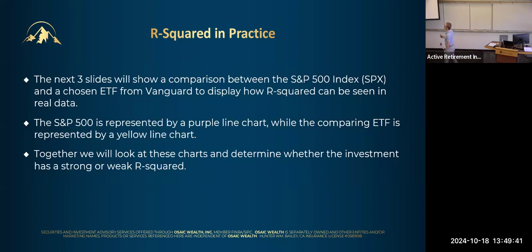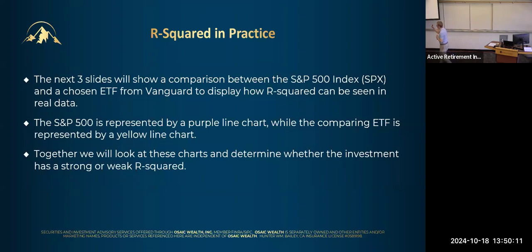So the next 3 slides will show a comparison between the S&P 500 and a chosen ETF from Vanguard to display how R squared can be seen in real data. The S&P 500, again, is represented by that purple line chart, while the comparable ETF is represented by a yellow line chart. Together, we'll look at these charts, just like we did with beta, and determine whether the investment has a strong or weak R squared. Now, strong is considered above 70%, and weak is considered under that.